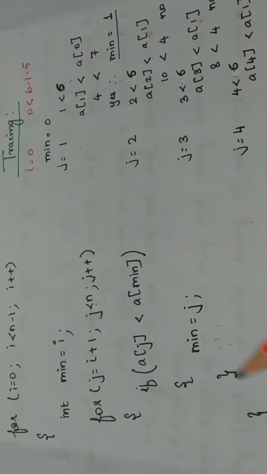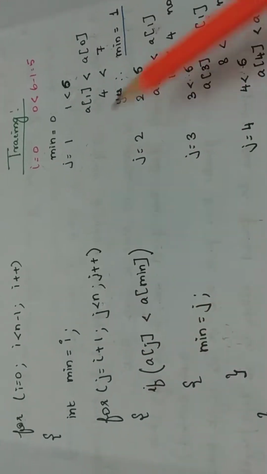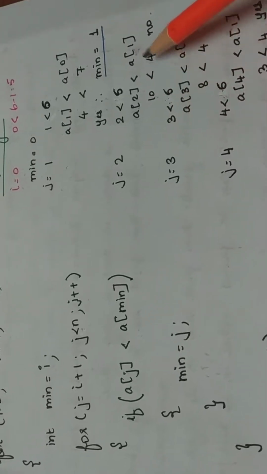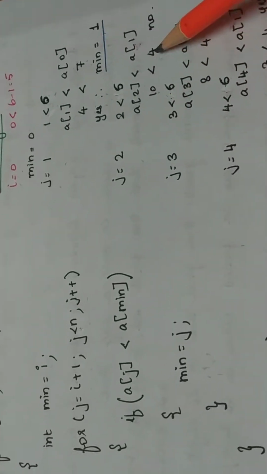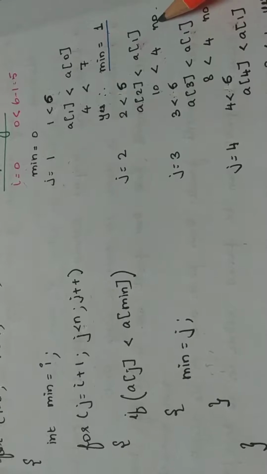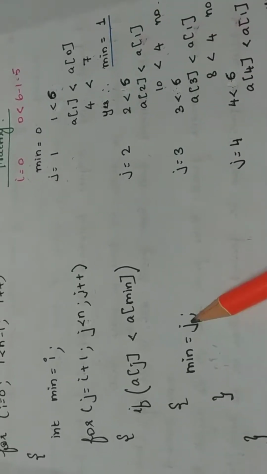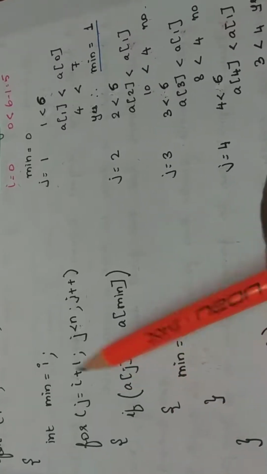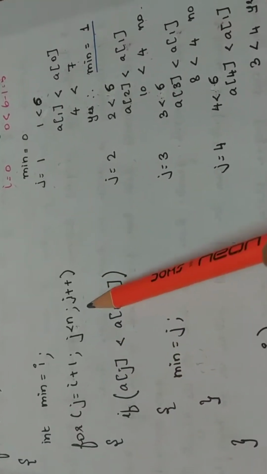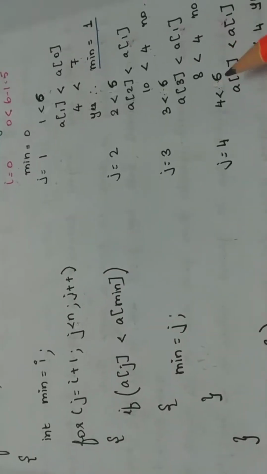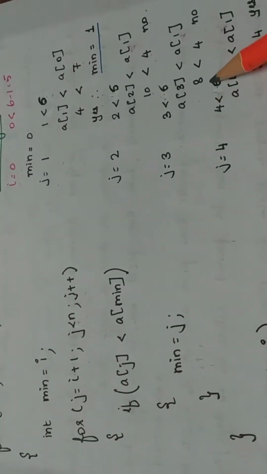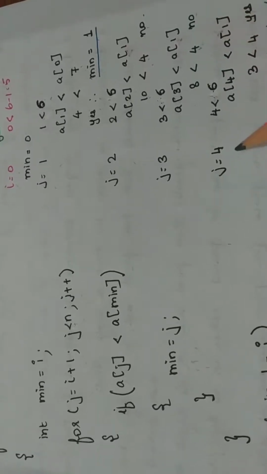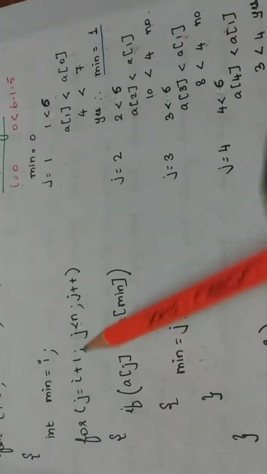So the loop again gets incremented. It checks 2 is less than 6. Yes. What is a of 2? It is 10. Is 10 less than a of 1, which is 4? No. So the minimum is not reassigned. Now j is equal to 3. It checks 3 less than 6. What is a of 3? It is 8. Is 8 less than a of 1, which is 4? No. Similarly, j gets incremented again.